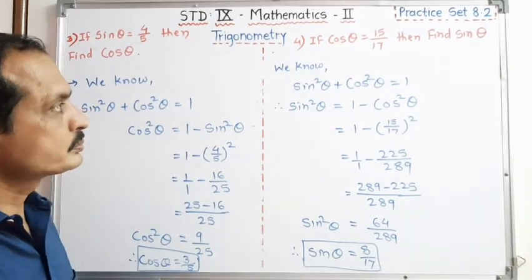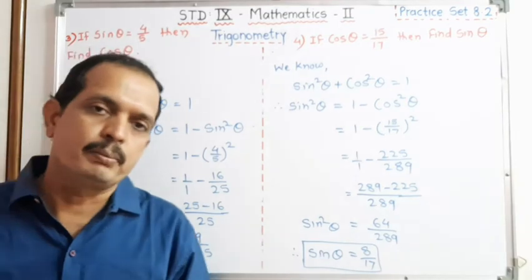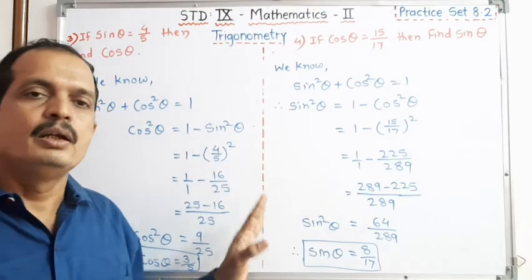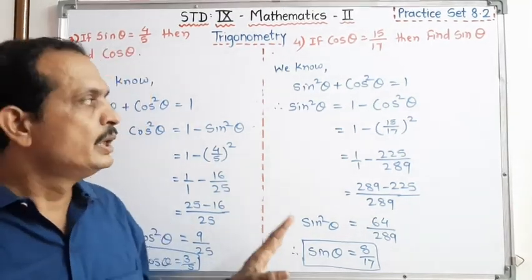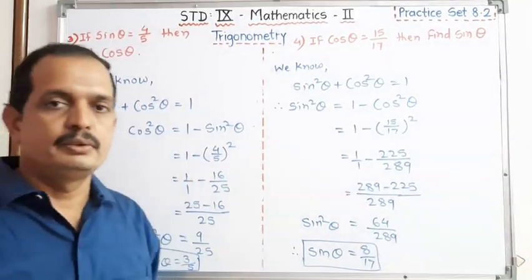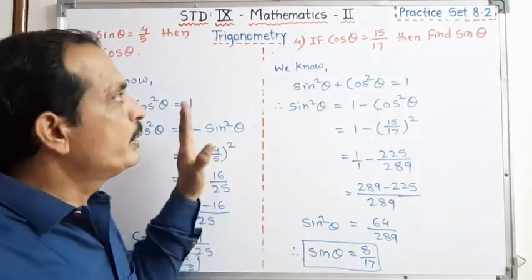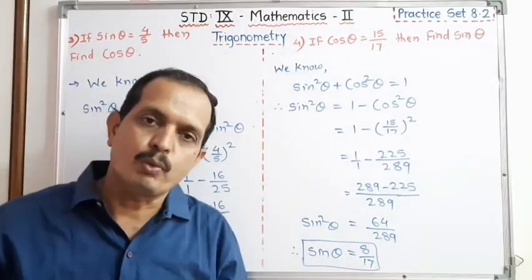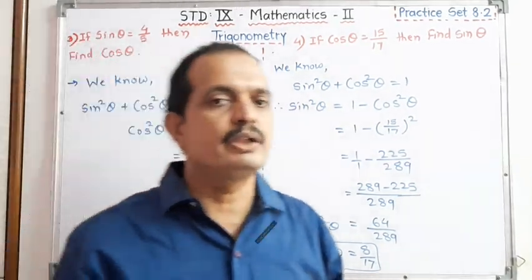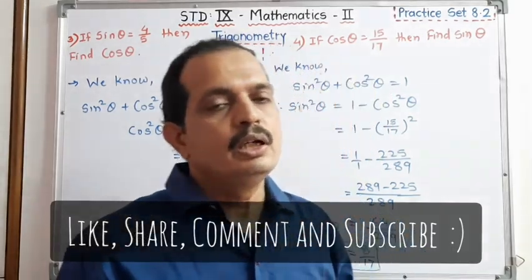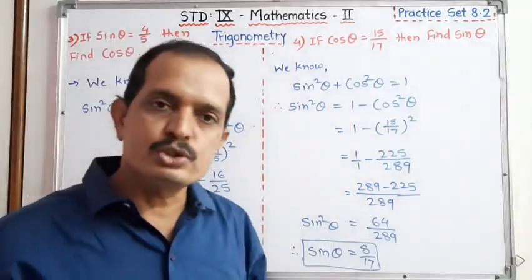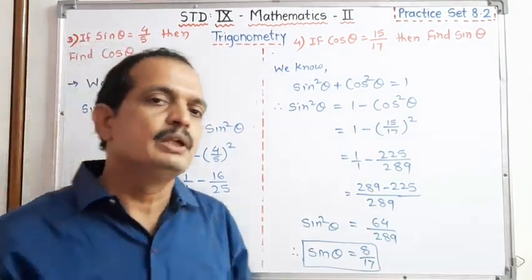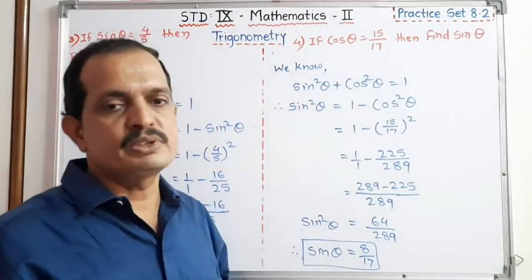Dear student, in this way we completed practice set 8.2. Go through this video again and again, try to solve the remaining sum, and from practice set 8.2 we completed all the sum and try to solve the problem set. Very easy sums are given in that problem set. Dear student, trigonometric chapter is most important, therefore watch this video again and again and try to solve the sum and complete the problem set. Thank you.